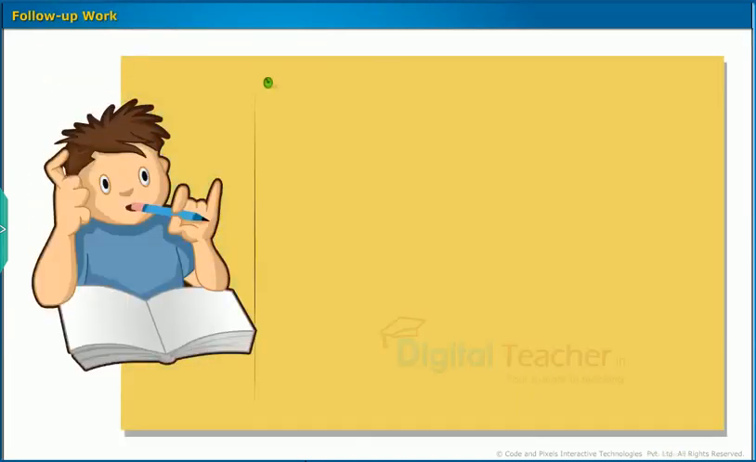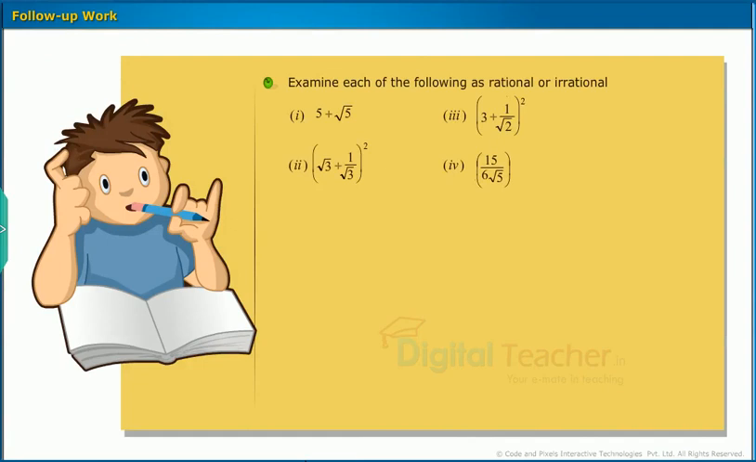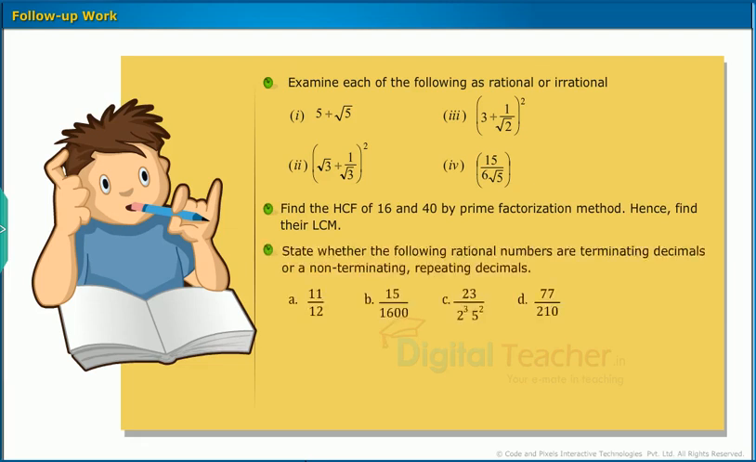Follow-up work. Examine each of the following as rational or irrational. Find the HCF of 16 and 40 by prime factorization method. Hence find their LCM. State whether the following rational numbers are terminating decimals or non-terminating repeating decimals. Prove that 3 plus 2 root 5 is irrational.